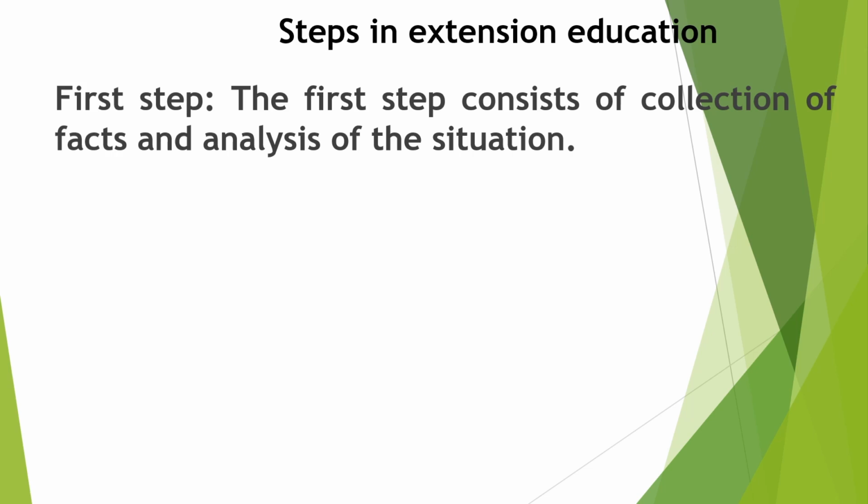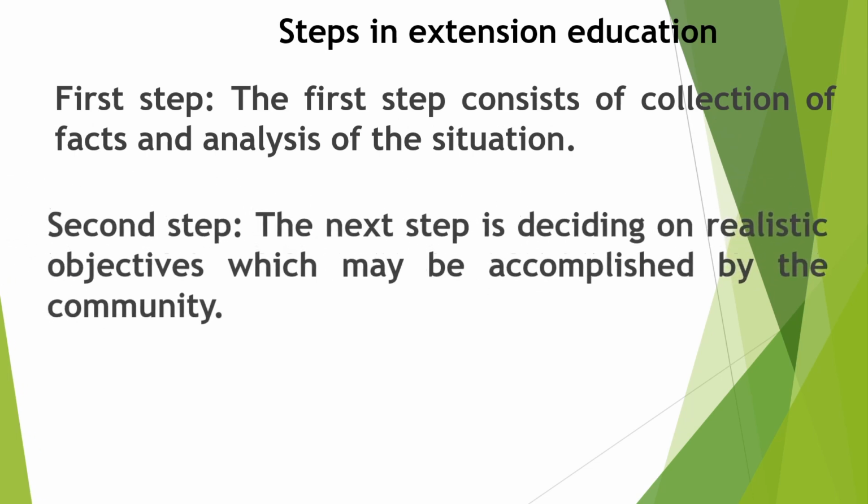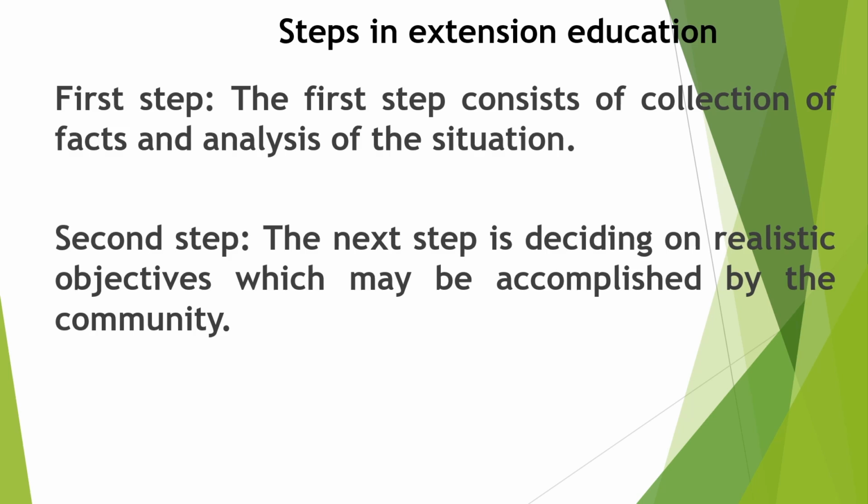The next step that will be important for extension education is the second step, which has to do with deciding on realistic objectives which may be accomplished by the community. A limited number of objectives should be selected by involving the local people. The objectives should be specific and clearly stated, and on completion should bring satisfaction to the community. Objectives should state the behavioral changes in people as well as the economic and social outcomes desired.